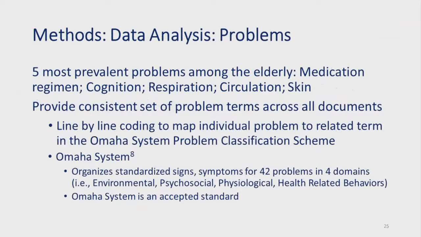So we limited our analysis to the 5 most prevalent problems among the elderly in home care: medication regimen, cognition, respiration, circulation, and skin. And to provide a consistent set of problem terms across all the documents, we again did mapping. This time we mapped to a standard called the Omaha system, and specifically to the problem classification scheme. The Omaha system is a standardized nomenclature. It's got signs and symptoms for 42 nursing problems in 4 domains. It's a widely accepted standard, and it's widely implemented in home care and community nursing.